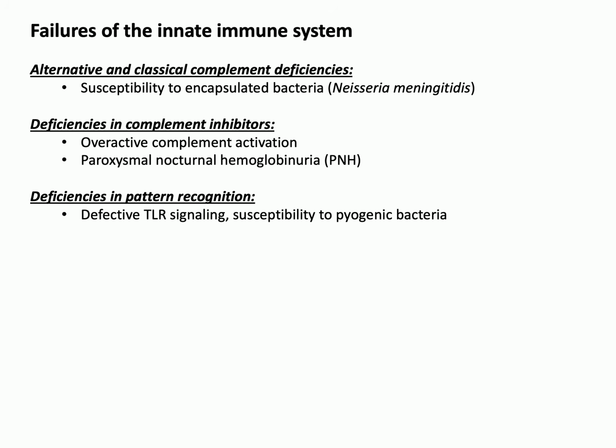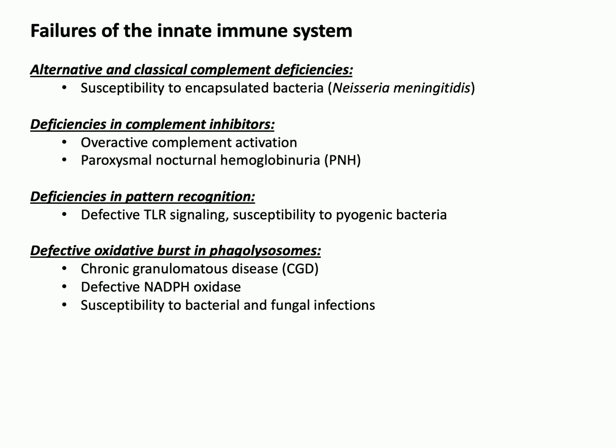Deficiencies in pattern recognition, such as deficiencies in toll-like receptor signaling, can lead to susceptibility to infection with a number of things such as fever-inducing or pyogenic bacteria. Defects in the oxidative burst within phagolysosomes can lead to a disease called chronic granulomatous disease. And this is due to mutations in the NADPH oxidase that lead to susceptibility to a wide variety of bacterial and fungal infections.